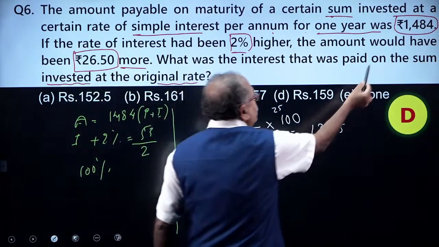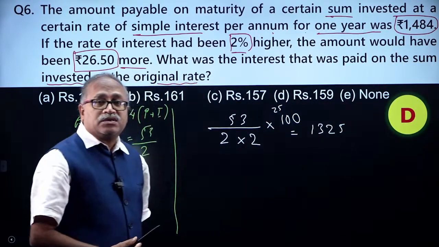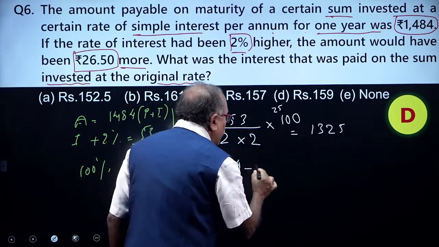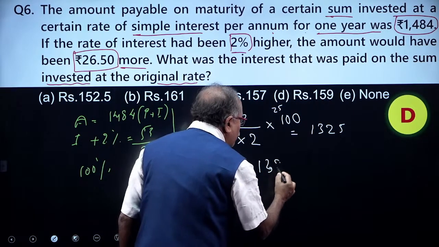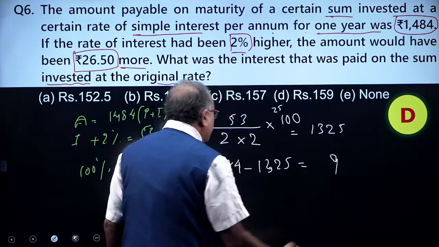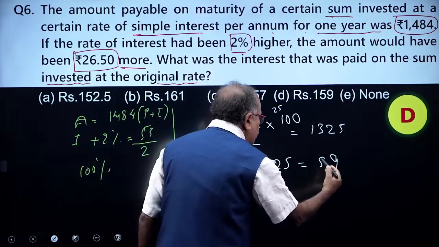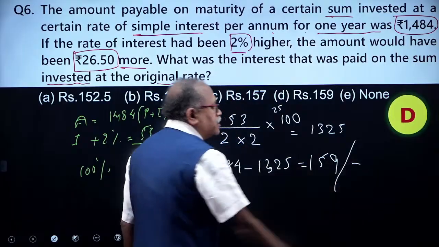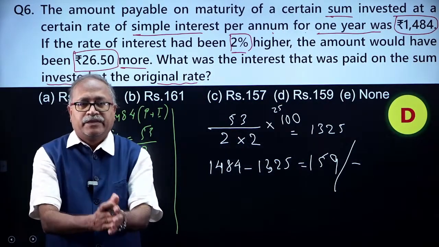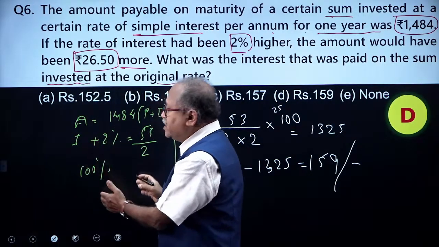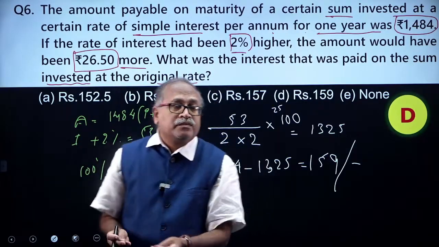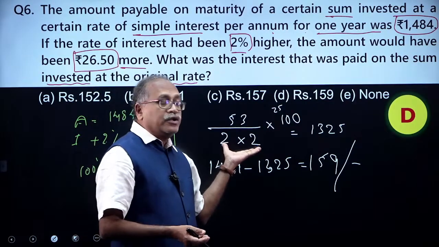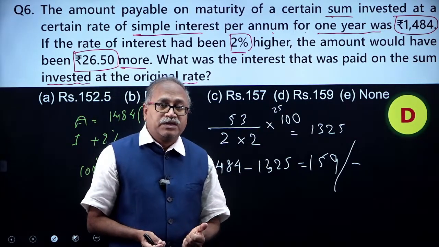The amount is already there, you are asked to find out the interest. So, that comes 1484 minus 1325, which is nothing but first 9, and 7 minus 2 which is 5, and 4 minus 3, 159 is your answer. Well done, well done. So, you must know very clearly what is there in the question, and then you must have the concept idea of how to find 100% when 2% is known.